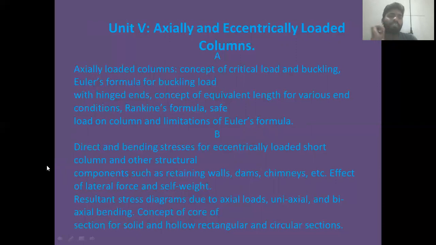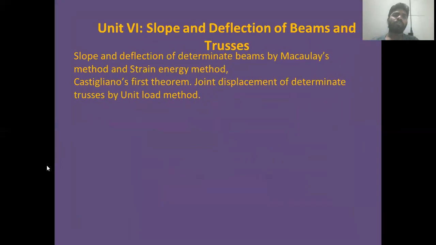Next, moving onward, resultant stress diagram due to axially loaded column, uniaxial and biaxial bending. So these concepts we are going to see in the unit 5. Next, concept of core of section for solid, hollow, and rectangular and circular section. Okay. So next, moving onwards.